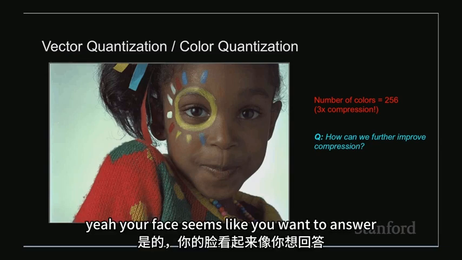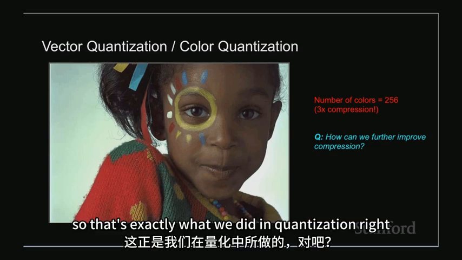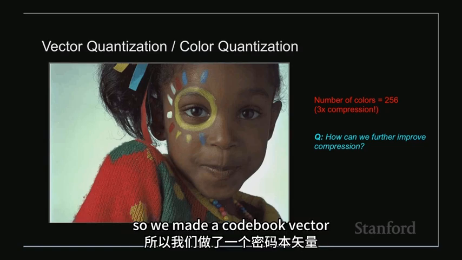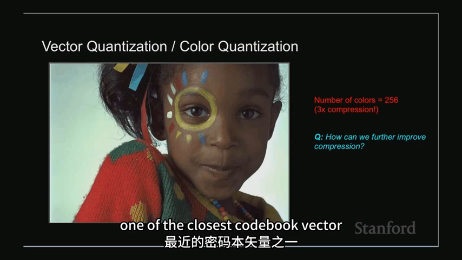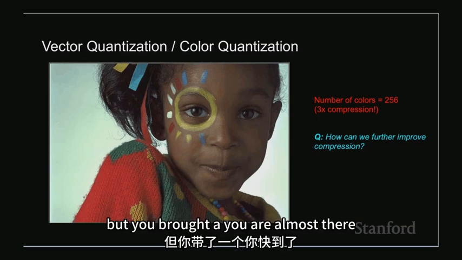Yeah, your face seems like you want to answer. You don't have to store the same color many times. Several pixels are of the same color, you store one and have a pointer point to that color. Yeah, so that's exactly what we did in quantization, right? We made a codebook vector and we pointed back to one of the closest codebook vectors for each pixel. But you are almost there.